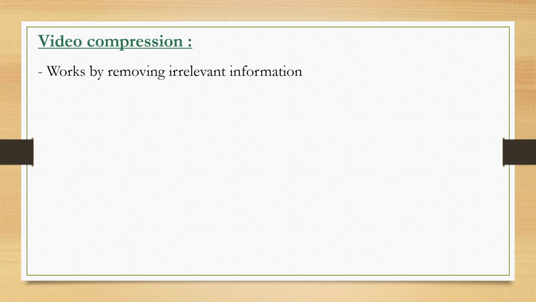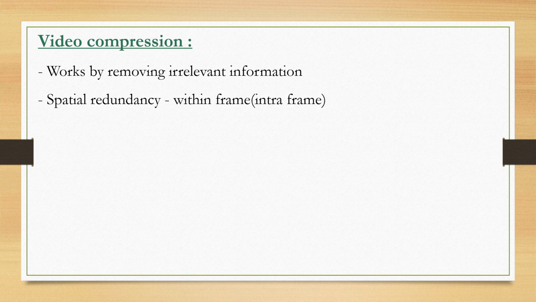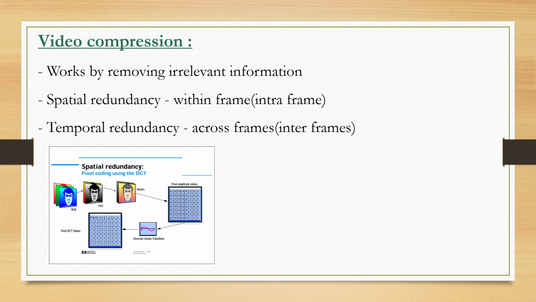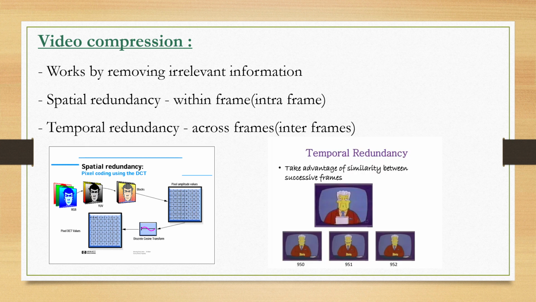And next is video compression. Video compression works by removing irrelevant information, that is redundancy: spatial redundancy and temporal redundancy. Spatial redundancy is the irrelevant data inside a single frame, which we call intra-frame. Temporal redundancy is across frames. Some irrelevant information will be there across the frames, and we call that inter-frames, between the many frames.